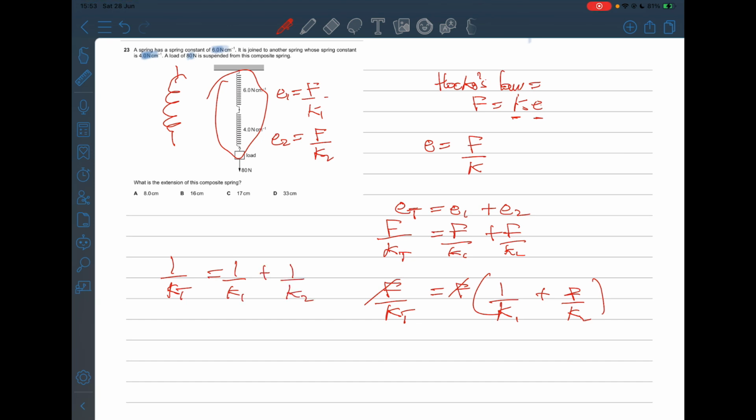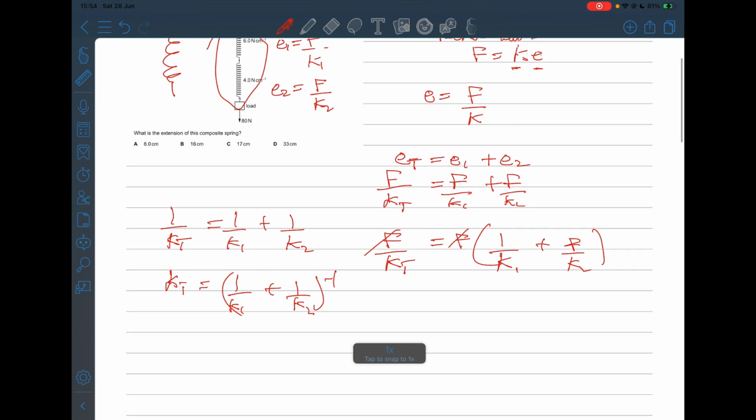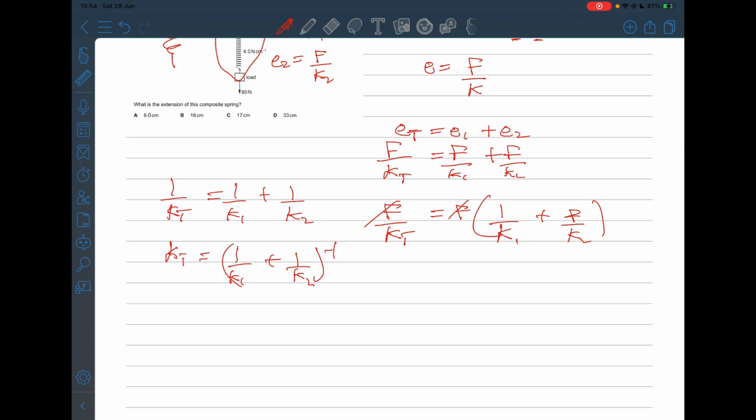Beautiful. Now for this question, we can find the composite spring. We'll use our calculator for this question. The composite extension will be F over KT. And now the composite spring constant KT is the inverse of 1 over K1 plus 1 over K2. Using your calculator, you can quickly run that calculation.